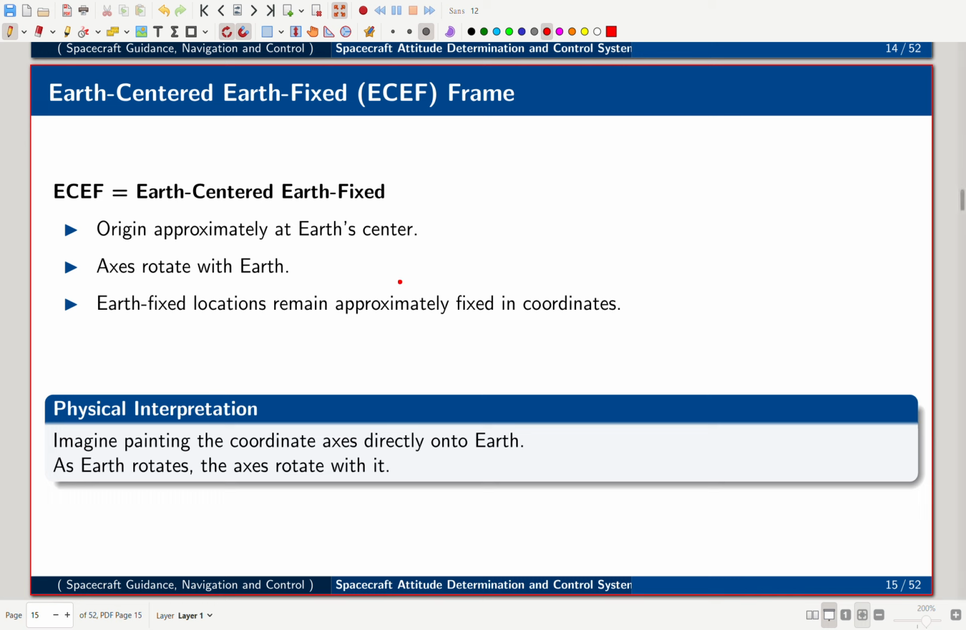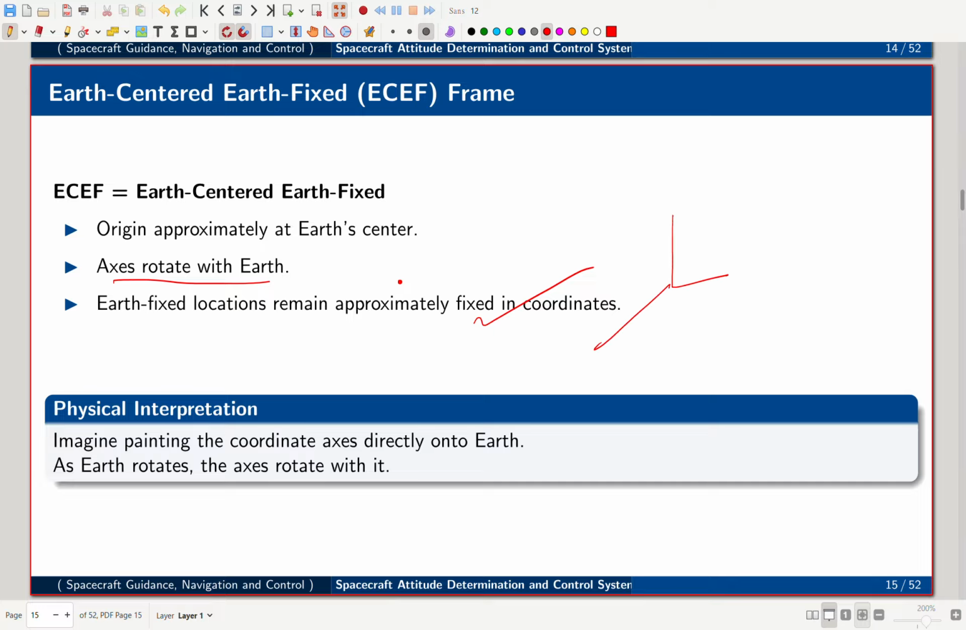So Earth-centered, Earth-fixed frame. Now we move on to the other one. Generally, the origin is approximately at the Earth's center, and the axes rotate with the Earth. This is important. ECI is not fixed with respect to the Earth, as the Earth is rotating, but this is Earth-centered, Earth-fixed, so the axes rotate with the Earth. So this frame is moving along with the Earth, right? Earth-fixed locations remain approximately fixed in coordinates.